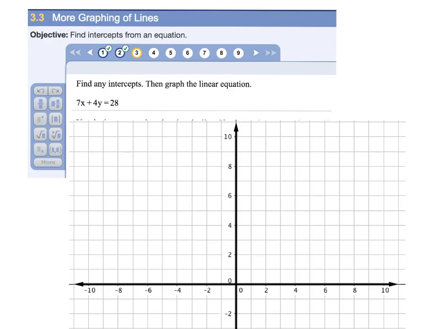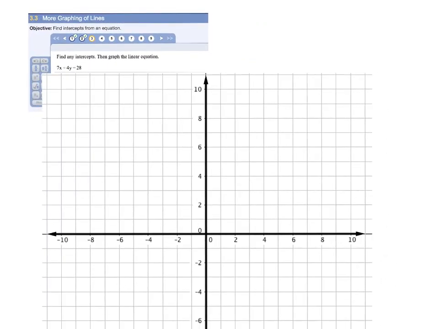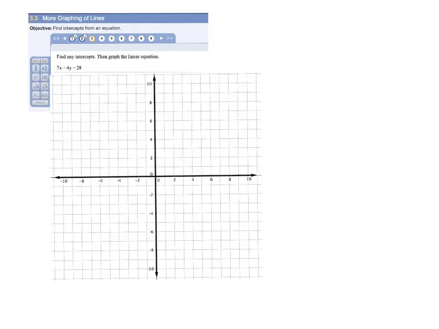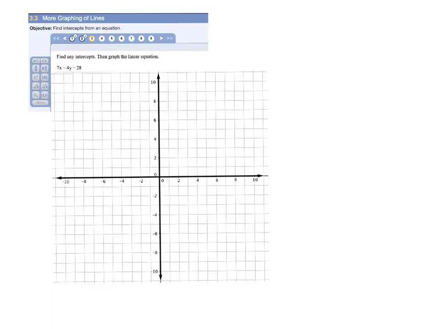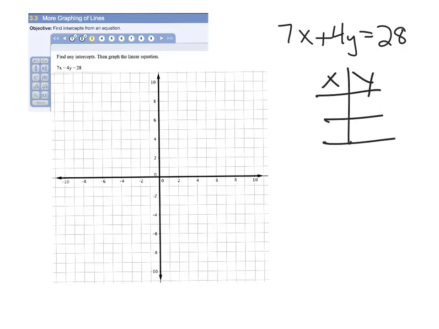So here, more of the same. We're going to find the intercepts and then graph the equation. I'm going to make our information smaller because we don't need it so big. And so I'm going to write 7x plus 4y is equal to 28. So there's our equation.